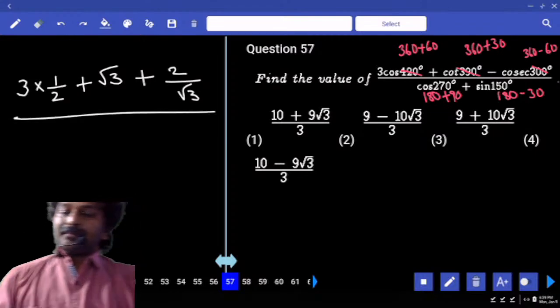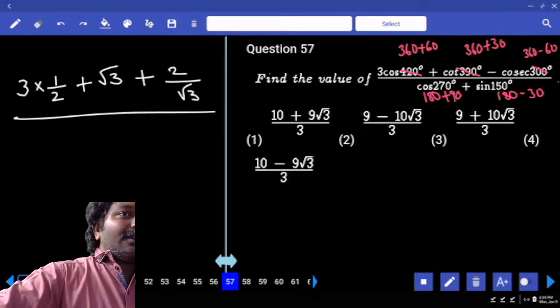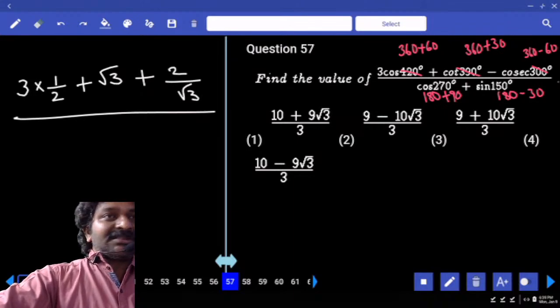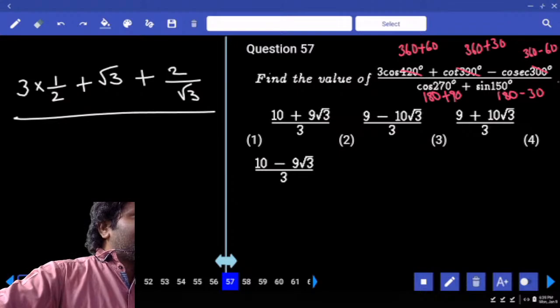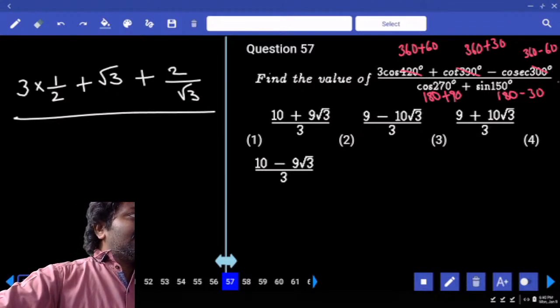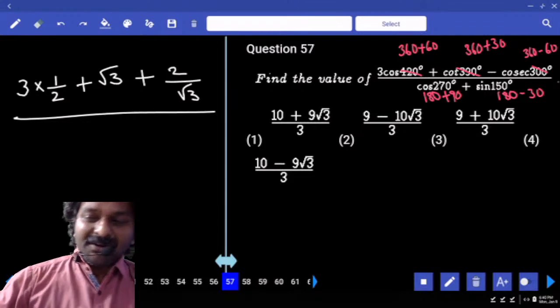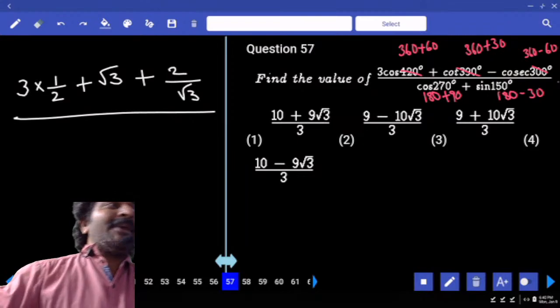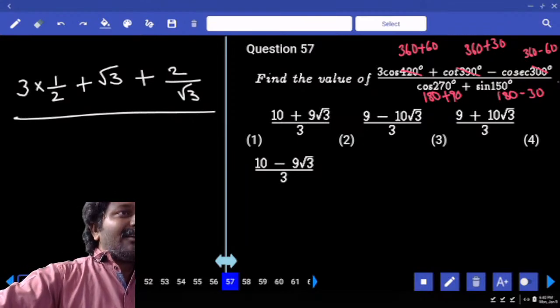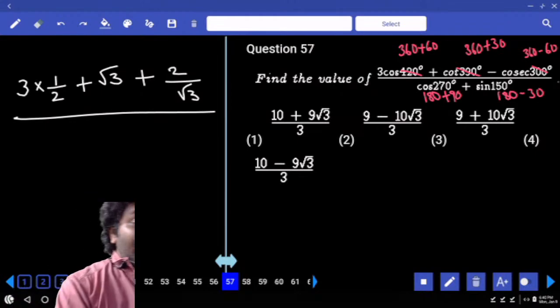Divided by cos of 180 plus 90. Which quadrant is that? Third quadrant. In the third quadrant, cos is positive or negative? Negative. Cos 90 is 0. It may be positive or negative, don't care about it, it is 0. Plus sin of 180 minus 30. 180 minus is the second quadrant, sin is positive. Sin 30 is 1 by 2.